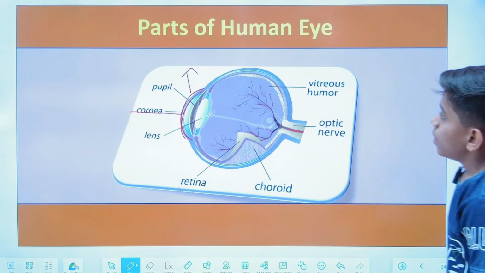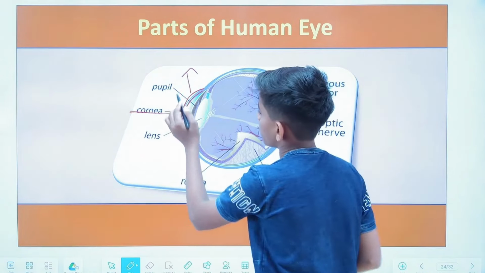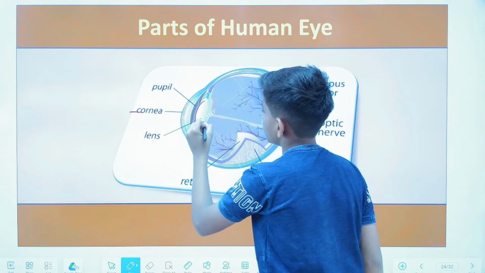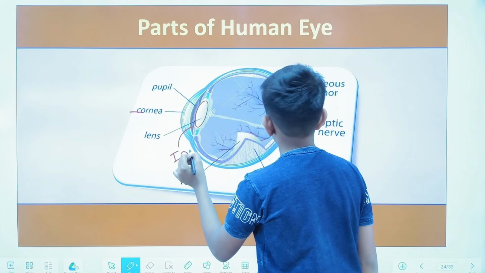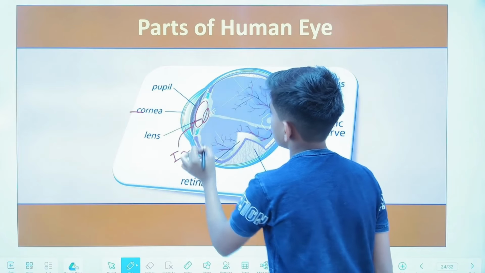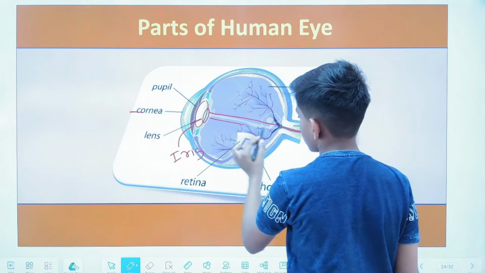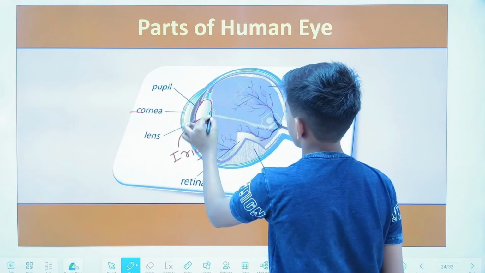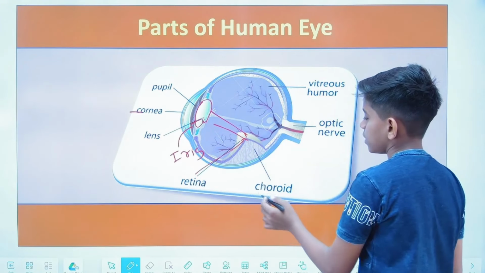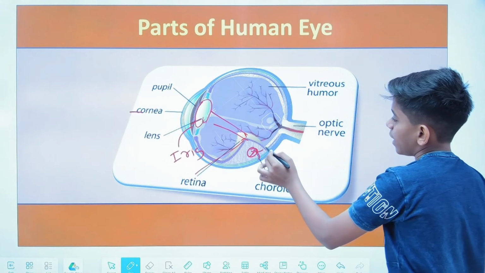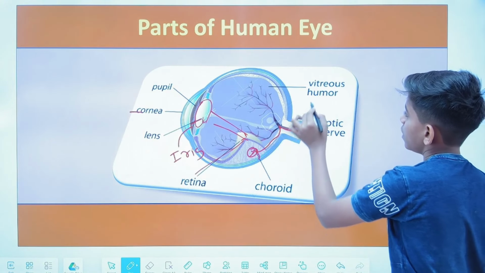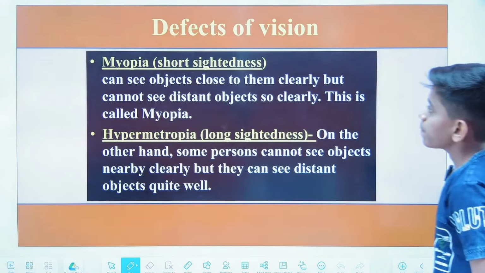Okay. Parts of the human eye. This is the cornea, as I told you. This is the pupil. This opening inside is the pupil. This is the iris. This is the lens, and this lens forms an image on the retina, and on this retina there is a choroid. It transfers the signals to the optic nerve, and the optic nerve gives it to the brain.